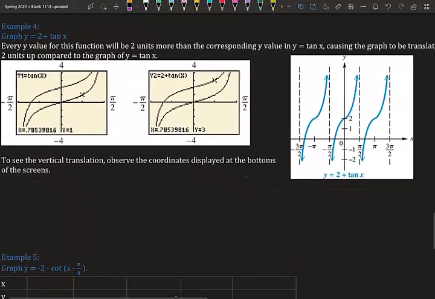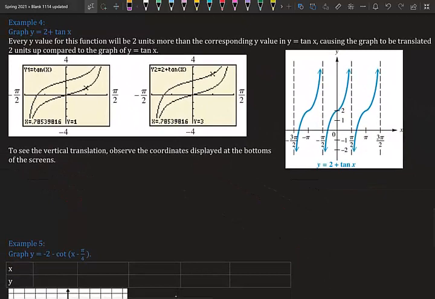Example 4. So we have y equals 2 plus tangent x. So every y value for this function will be 2 units more than the corresponding y value in y equals tangent x, causing the graph to be translated 2 units up compared to the graph of y equals tan x. So if you wanted to use transformations, the first thing that you would do, you would use y equals tan x, and then you would graph it. So that's what they did here. That's y equals tan x.